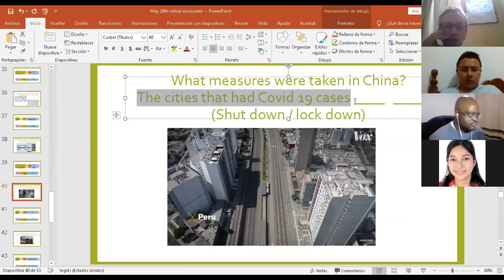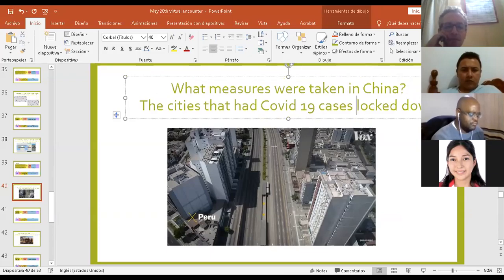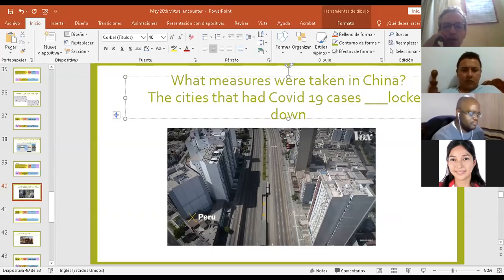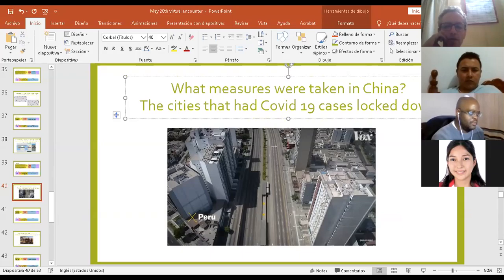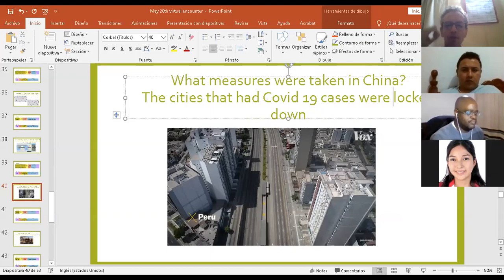Locked down is the past participle of the verb, but before the past participle of the verb we have what? We need a word here. Was locked down? Or we have "where"... were locked down? Exactly. Were locked down. Good.